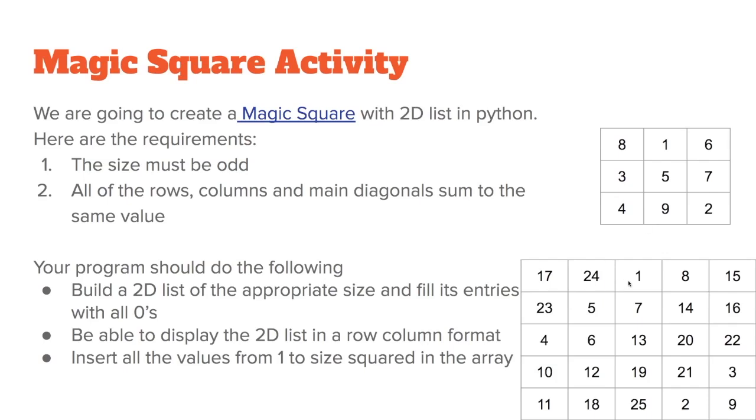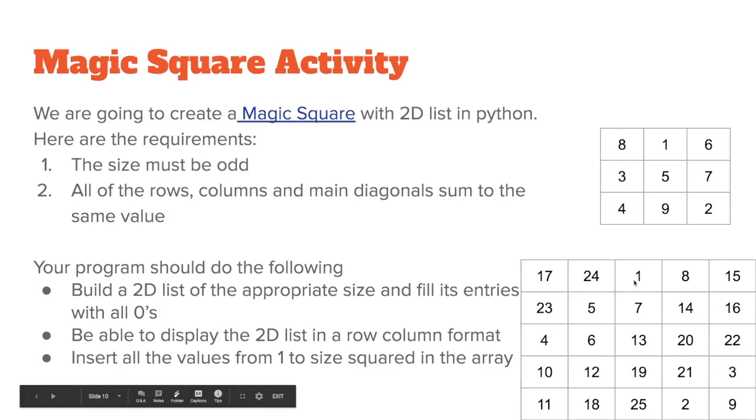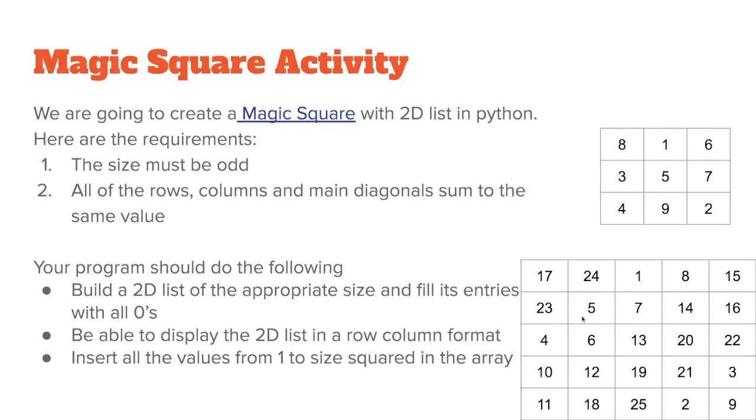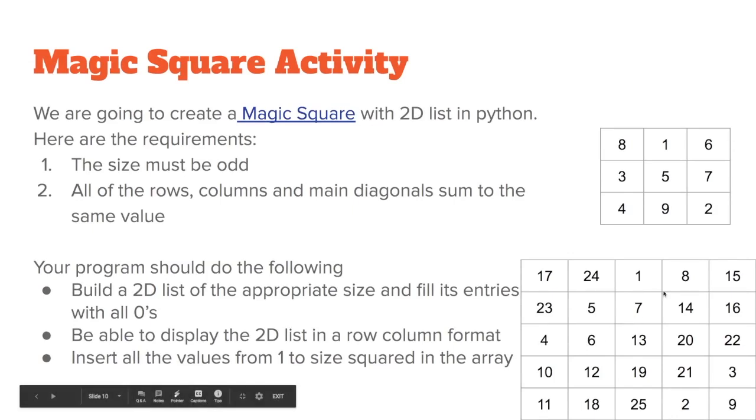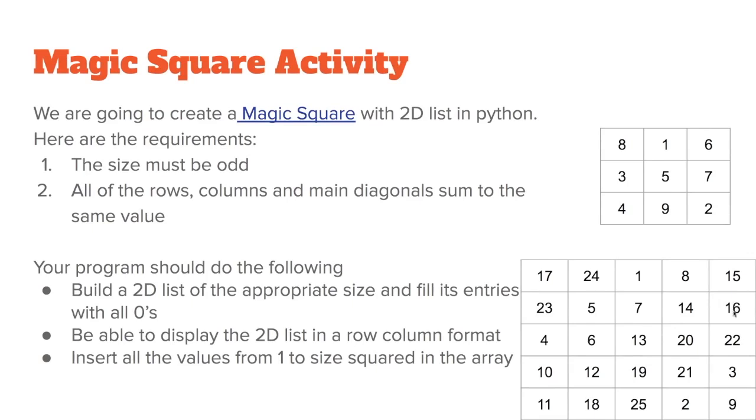Same thing in the 5 by 5 case. If I hit a multiple of 5, I move down. So you'll notice I move up and over on the 1, down to the 2, 3, 4, 5. 5's a multiple of size, so 5 by 5, I can move down: 6, 7, 8, 9, 10. 10's a multiple of size, move down: 11, 12, 13, 14, 15. 15's a multiple of size, so move down, and so on and so forth.